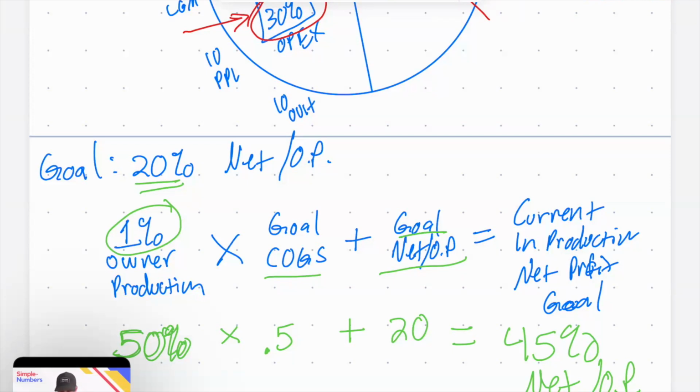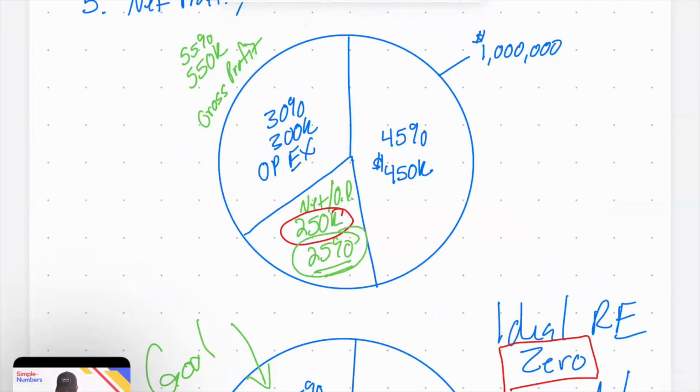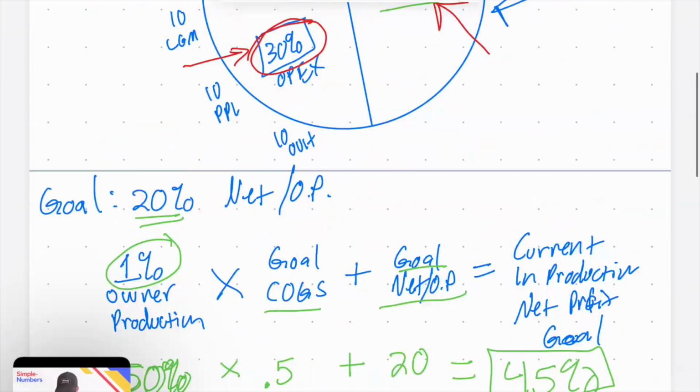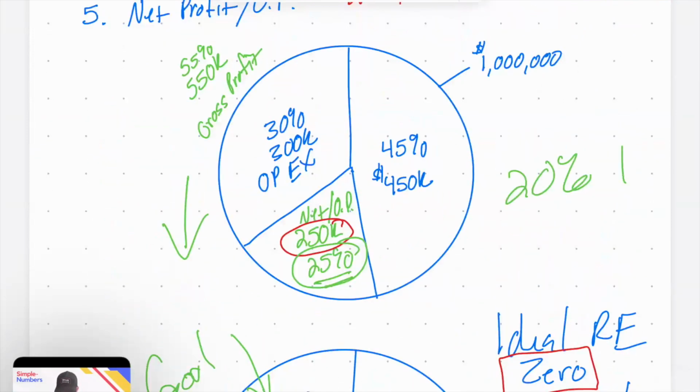So in this example, would 25% be healthy? No, it's too low. We should be at 45%. This person is 20% too high in something, either costs of goods sold or operating expenses. And I can tell you what it is, because we're at 30% operating expenses. That's not too high. It's that he or she is at 20% too high in costs of goods sold.